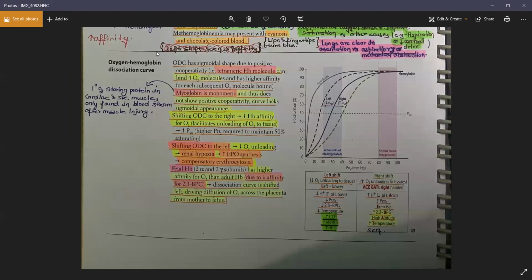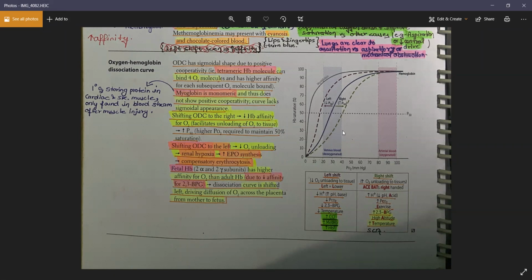Then you have the oxygen hemoglobin dissociation curve, and I already told you why this curve is sigmoid shaped. Remember? Positive cooperativity. Whenever one molecule of oxygen binds to the hemoglobin, it raises the affinity of the next hemoglobin molecule to bind with oxygen. As a result, when this affinity increases, you see this kind of slope. And when all of the hemoglobin is saturated with oxygen, the affinity again starts dropping, as you can see. So this sigmoid curve is formed whenever oxygen binds with hemoglobin.